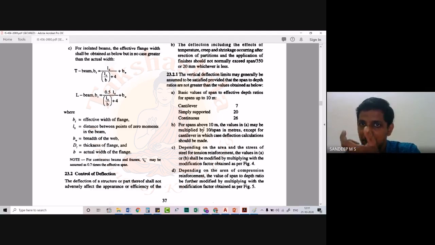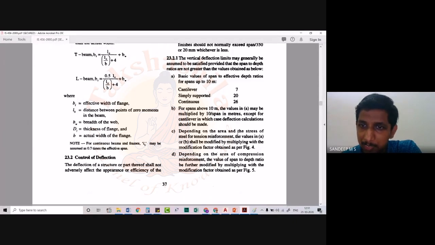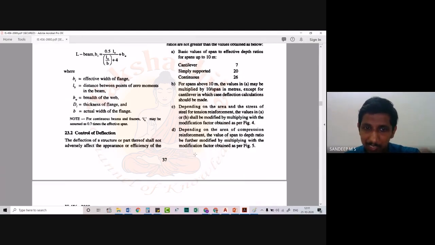So if the span is greater, you have to work out this quantity, that is 10 by your actual span. Then you have to multiply that with the corresponding value based on whether it is a simply supported beam or a continuous beam. If it is a cantilever beam, again I am repeating that deflection should be calculated. Now we have some more clauses, depending on the area and the stress of steel. For tension reinforcement, the value in A or B shall be modified by multiplying with the modification factor. Anyway, I am not explaining clauses C and D right now.